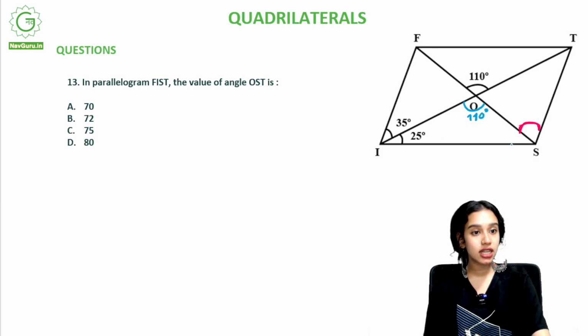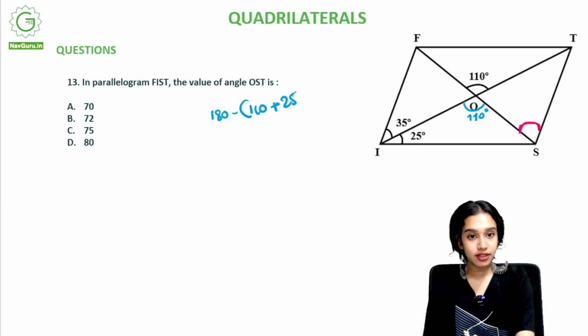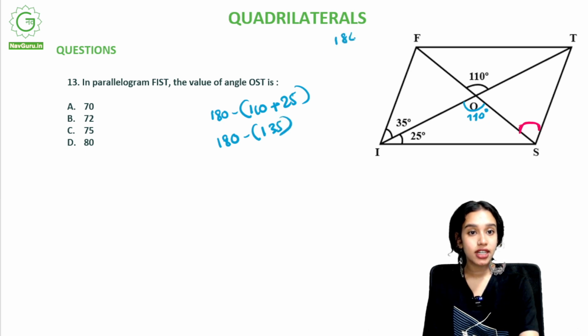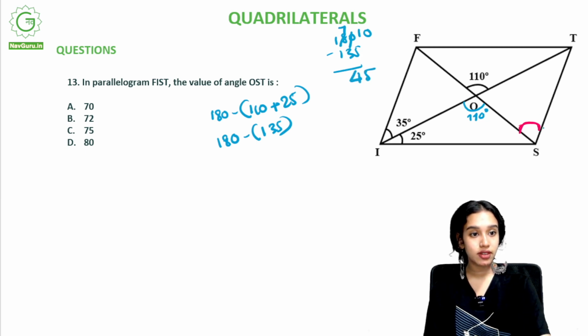Now what is this angle? This would be 180 minus 110 plus 25, right? That is 180 minus 135. 180 minus 135 gives us, this is 10, this is 7. So this gives us 45. So this angle is 45 degrees.